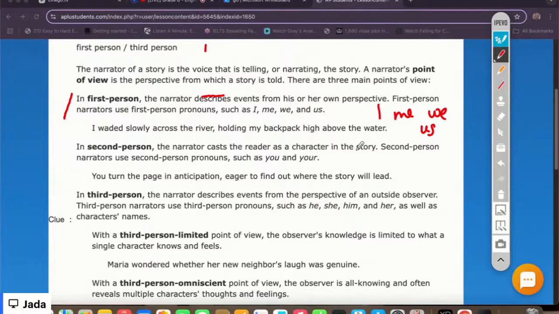So you have to take note that the first person narrator describes or tells the story in his own or her own perspective. Okay, just like the example here. Then we have second person, where the narrator casts the reader as the character.